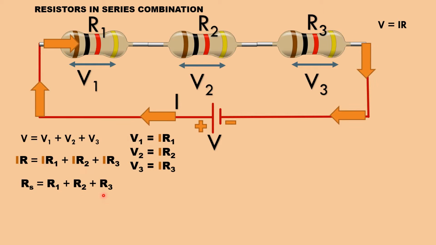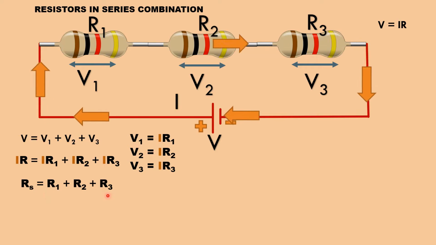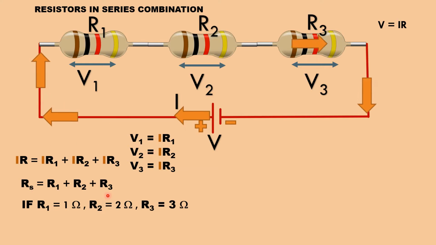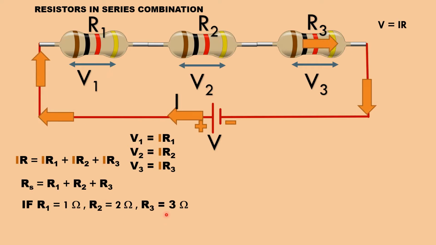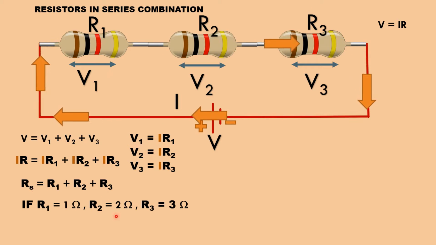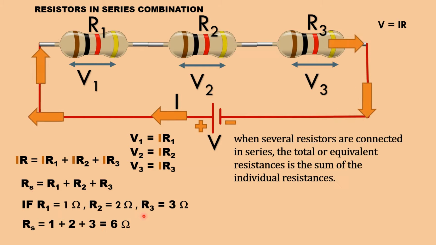So it is very simple. When the resistors are connected in series, then the effective resistance will be the sum of the individual resistances included in the circuit. For example, if we have R1 as 1 ohm, R2 as 2 ohm and R3 as 3 ohm, we have 1 plus 2 plus 3, that is equal to 6 ohm, which will be the effective resistance.